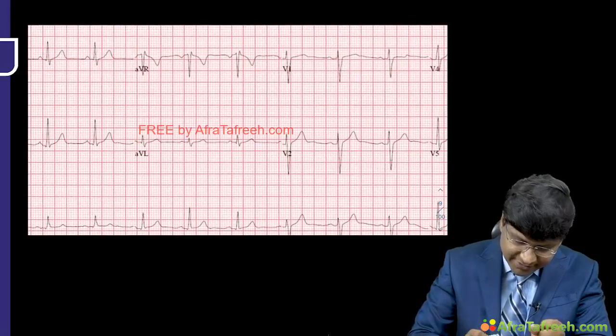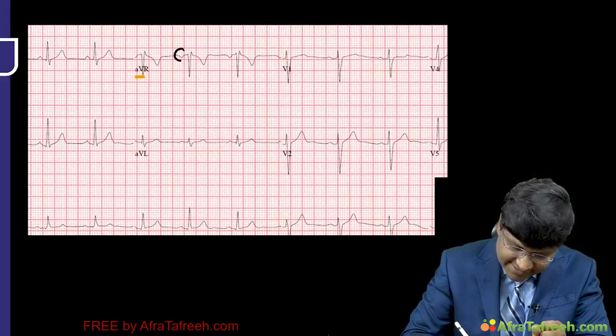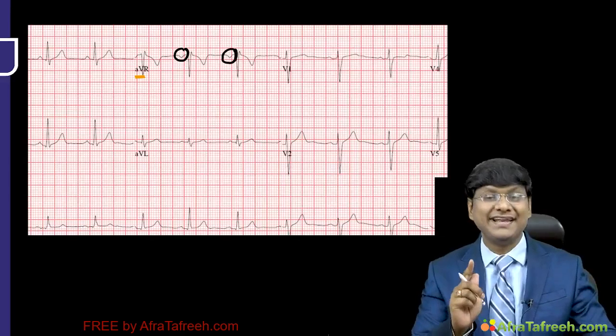Let me show you here. This is your lead AVR. In this lead AVR, you can see this is the P wave, right? This is the P wave, which is a negative wave.